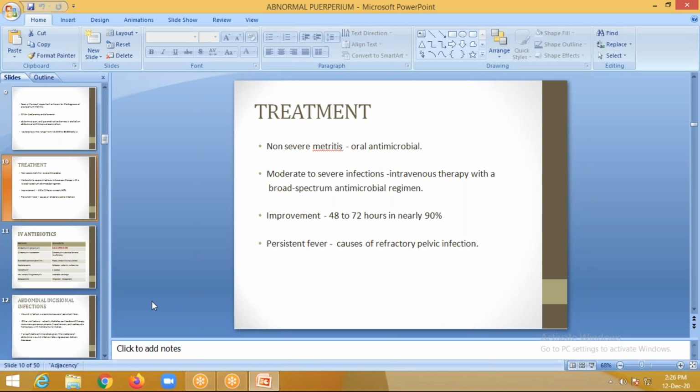Coming to treatment, if the metritis is non-severe, we can go for oral antimicrobials. If the metritis is a moderate to severe infection, intravenous therapy should be given. Improvement will occur within 2 to 3 days in nearly 90% of cases. Persistent fevers are common with refractory pelvic infections. If the fever is persistent and not relieving after 2 to 3 days, we have to think of refractory pelvic infections, and we should evaluate further.